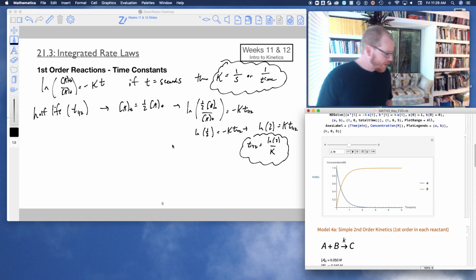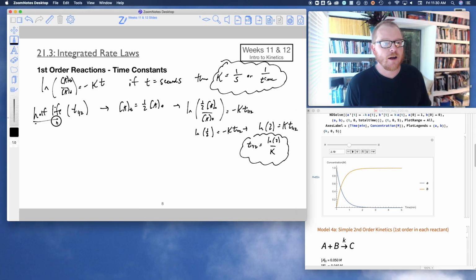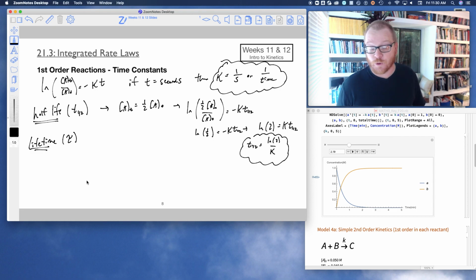So now there's another time constant that you've probably not heard before, but it's commonly used in atmospheric and environmental chemistry because it's really useful. So let's underline half-life, and that is called the lifetime. And lifetime gets a Greek letter tau, okay? And I think lifetime is far more useful than half-life for a first-order reaction. And here's the reason for that.